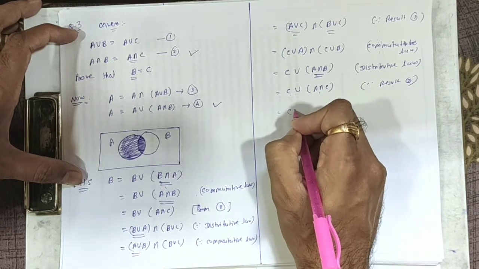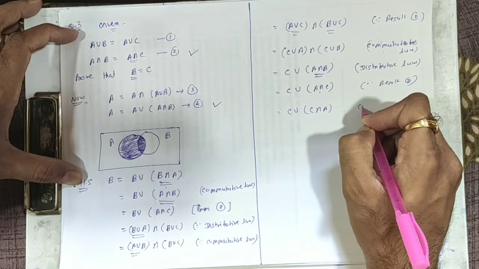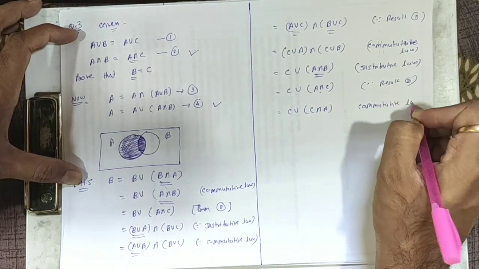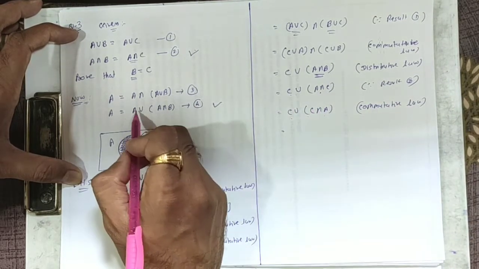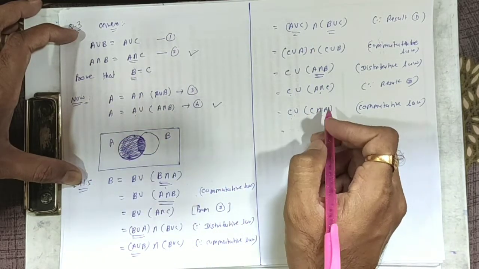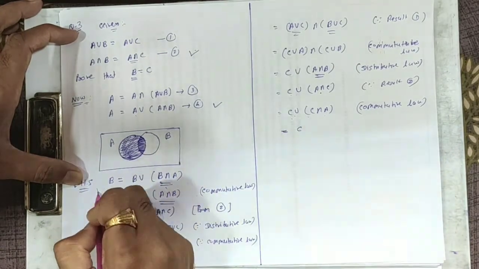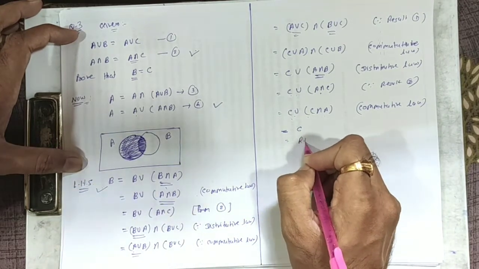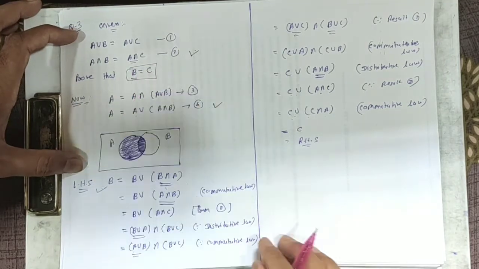It can be written as C union (C intersection A). Again the commutative law. Done. So what is C union (C intersection A)? A union (A intersection B) is A. So C union (C intersection A) is nothing but C. So we have started from set B and we have derived set C, which is our right hand side. Clear? So that you have to prove B equal to C.